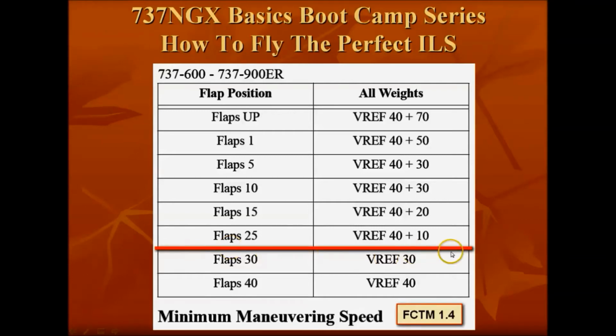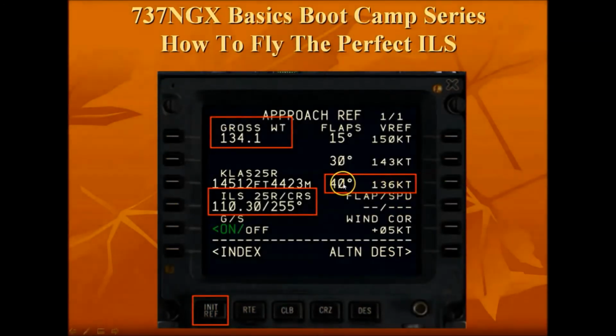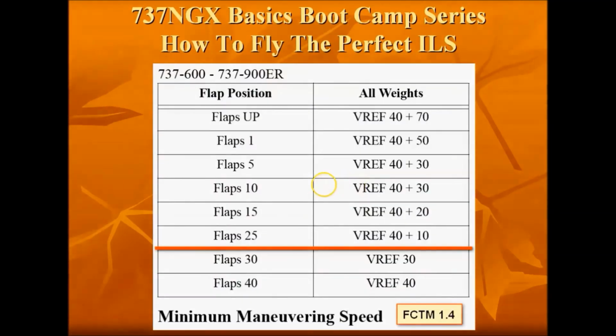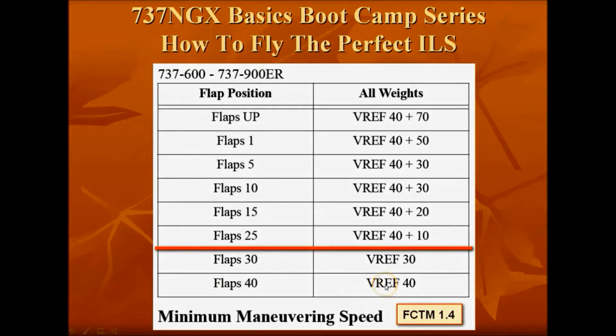But the first thing I did is I put a red line here, because there's really two different areas on this chart. This area down here is your landing flaps, flaps 30, flaps 40, your maneuvering speeds. And so this is a maneuvering speed chart for all your flap settings. And the landing flaps are those VREF speeds that we just saw. Like for me, it was 136, the speed back here. This is VREF for flaps 40. That's my landing speed, VREF. So for me, flaps 40, my VREF speed is 136.